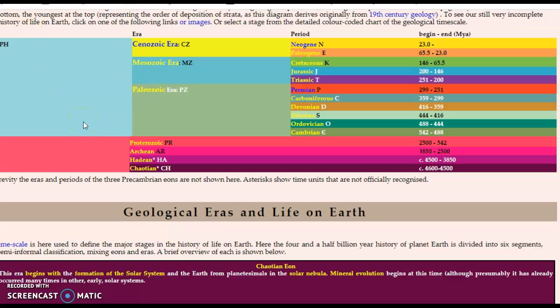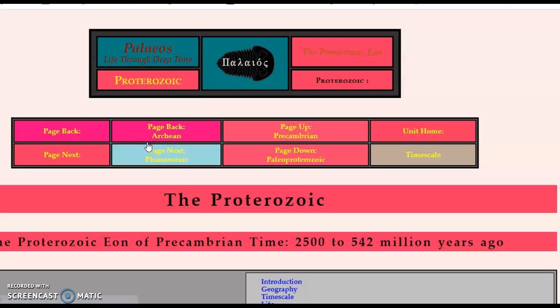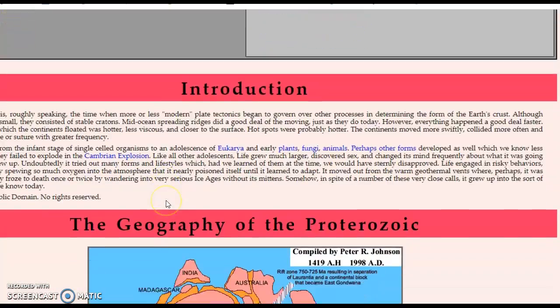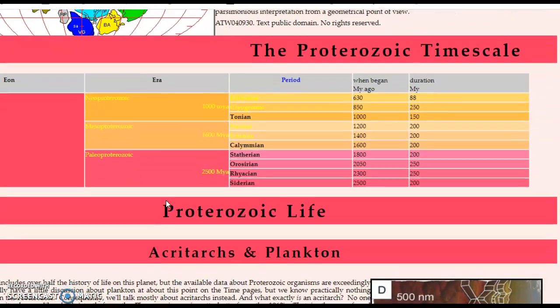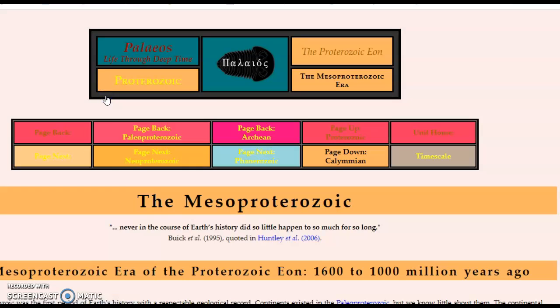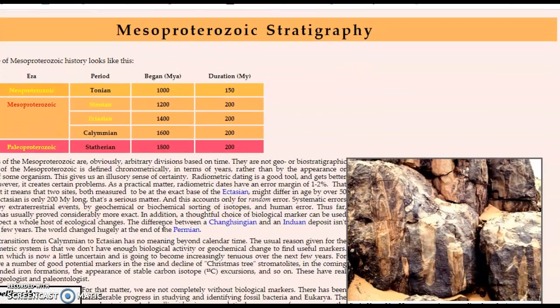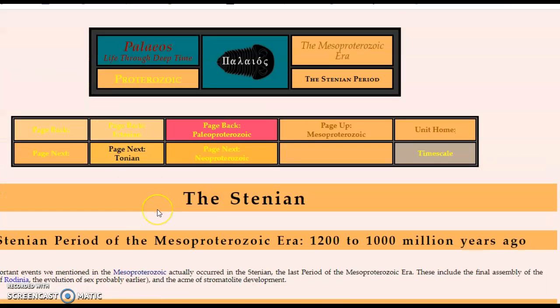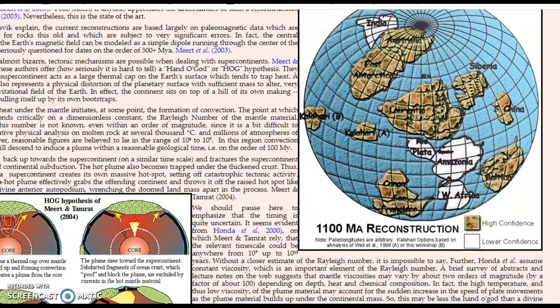For instance, my birth date, I know, fell in the Proterozoic, so I can click here, and then I can scroll down and find information on the Proterozoic, and in the Proterozoic it gets even smaller. Here's the Mesoproterozoic, and I can click on the Mesoproterozoic, and I can see that it has divisions within it, and I can click on the Stenian period and find information specifically regarding the Stenian period.